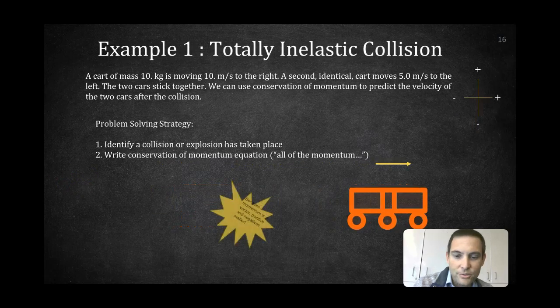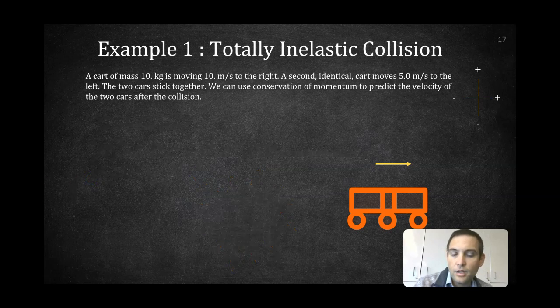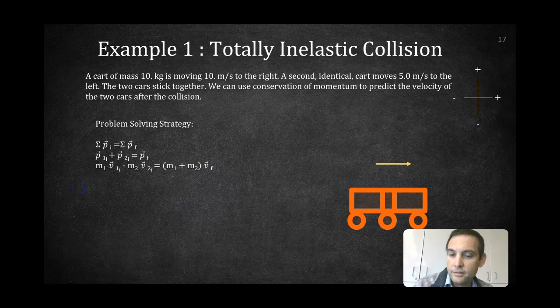All right, back to our problem solving strategy. Remember, momentum is a vector, so positives and negatives matter. We'll start with our momentum in the beginning has to equal momentum in the end. We have two objects in the beginning and only one object in the end because they stick together. So we have two momenta in the beginning and one momentum in the end. Substituting in the momentum equation, mass times velocity.